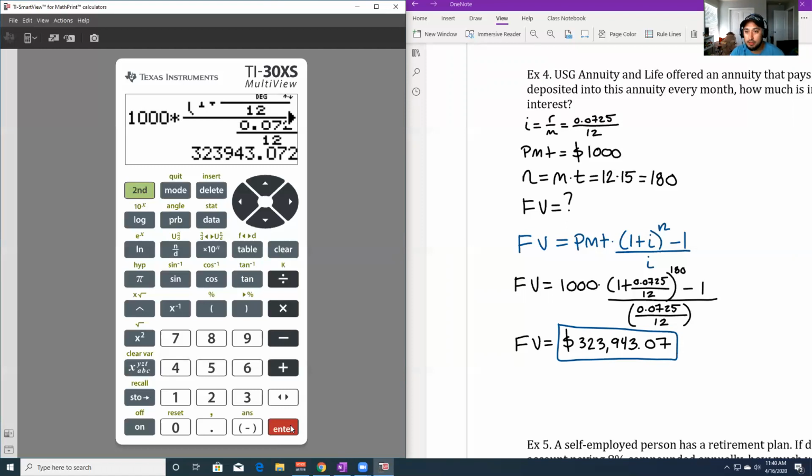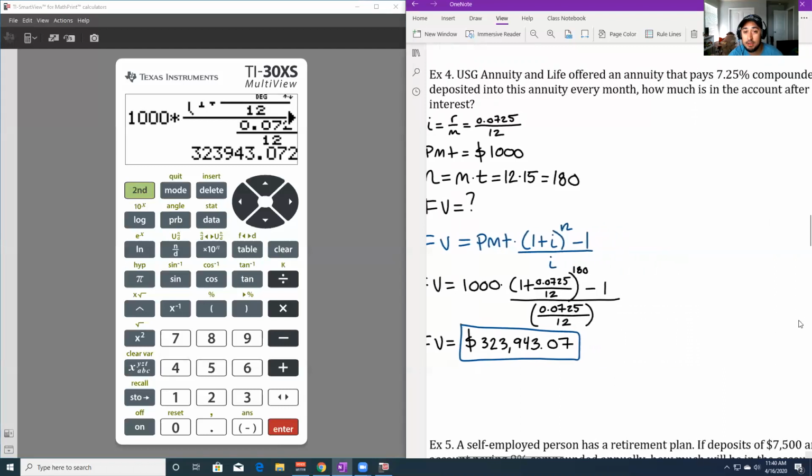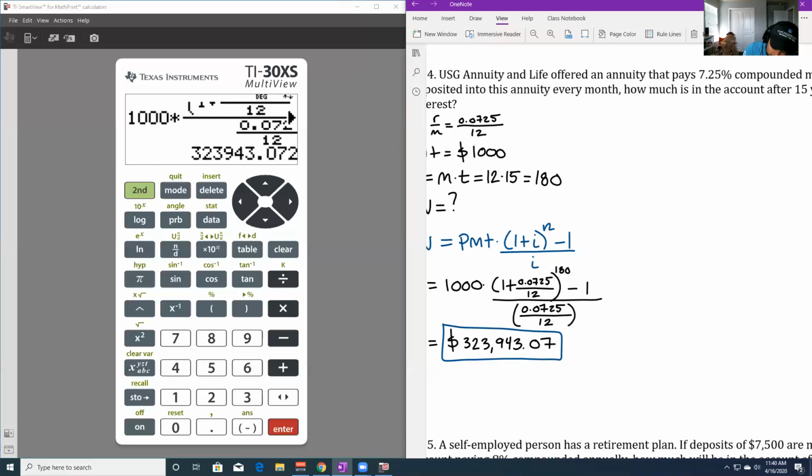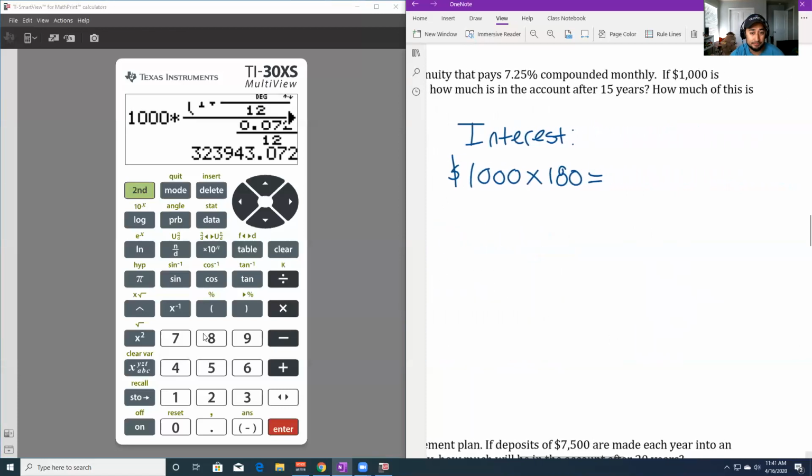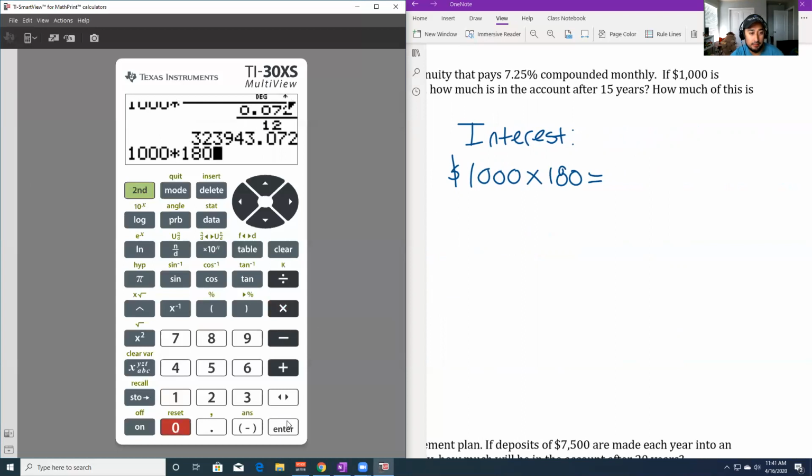Okay, so we wanted to know how much of this is interest. So I can do that over here. Let's see. There we go. So how much of this is interest? Well, we're making $1,000 payments, right? We're making $1,000 payments for 180 months, right? Times 180. So 1,000 times 180. It's 180,000. So this means we've put $180,000 in 15 years.